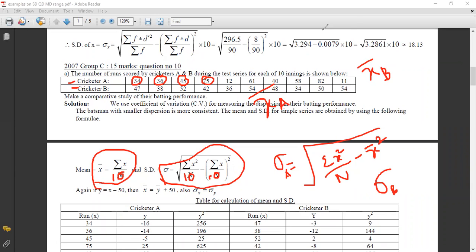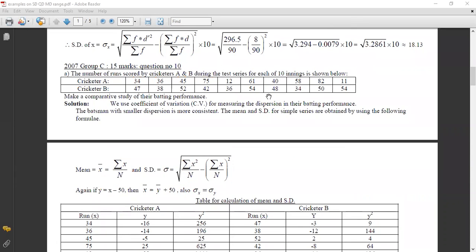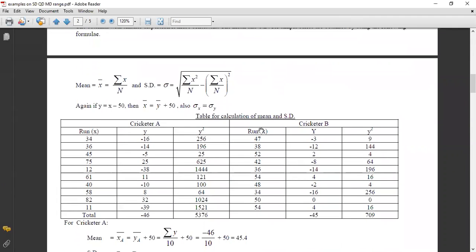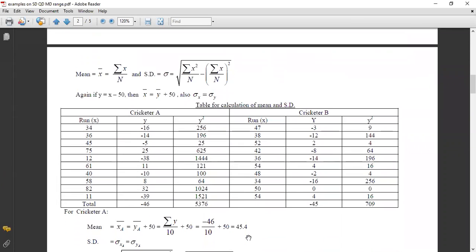Okay, now let us see how we can calculate all of this. This is the table for calculation of mean and SD for both player A and B. The left hand side is for player A, the right hand side for player B. And there is another thing. Actually, we use the change of scale and origin in this particular example.